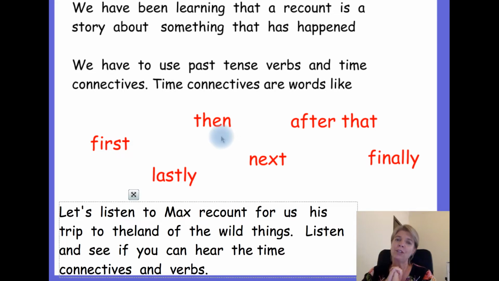Okay, on Thursday, did you watch Where the Wild Things Are? Remember I sent you that story to listen to? We all know that story, don't we? Did you watch it? Well, now we're going to listen to Max tell the story again. It's not going to tell us the story. This time it is Max telling us about his adventure when he went to see the wild things. It is his recount. So while you listen and read, see if you can hear these words. And can you hear the verb that is the past tense? That sounds like a challenge. Are you ready? Let's go and see what he has to say.